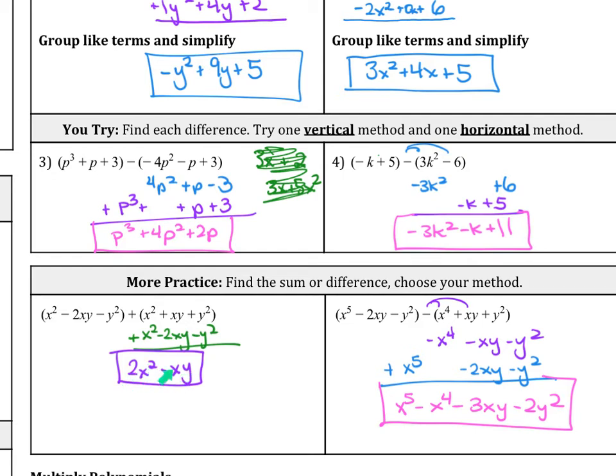So I just rewrote this left side underneath the right, and so then you would be left with 2x squared minus xy. So again, the most common error here is just forgetting that there is a 1 in front if there's nothing there. Here you have to distribute the negative, and then you have to be careful because this power is different from the x to the 5th, and so therefore you're left with x to the 5th minus x to the 4th minus 3xy minus 2y squared.